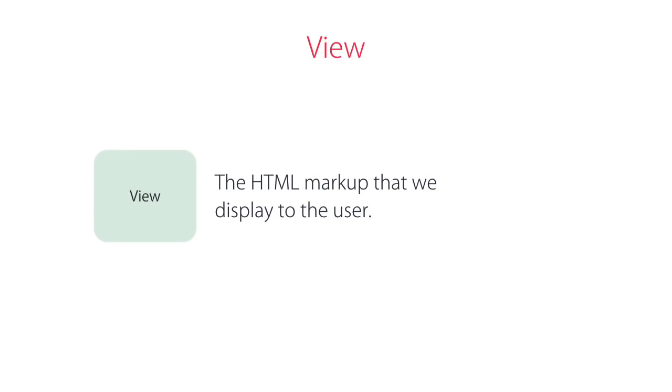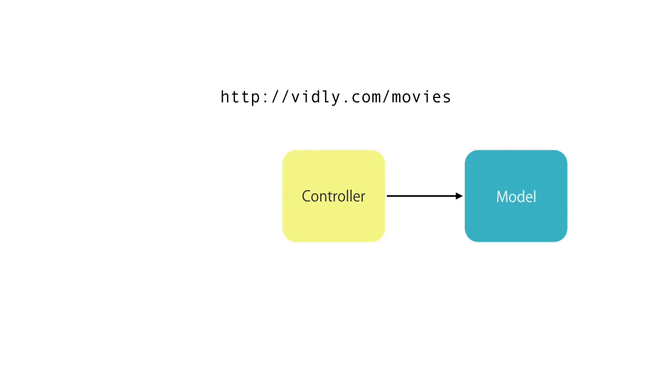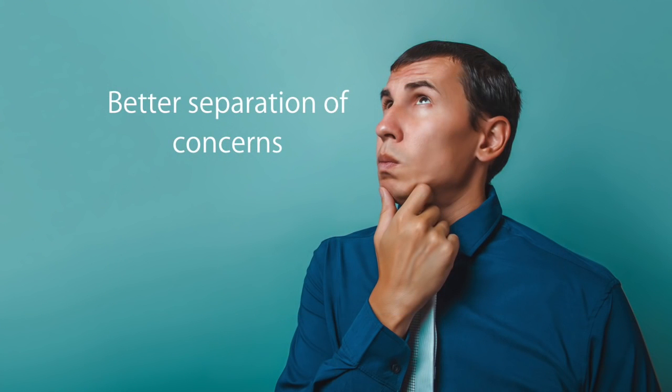V in MVC represents the view and is the HTML markup that we display to the user. And C is a controller, which is responsible for handling an HTTP request. For example, imagine our application is hosted at vidly.com. When we send a request to vidly.com/movies, a controller will be selected to handle this request. This controller will get all the movies from the database, put them in a view, and return the view to the client or the browser. So with this architecture, you see each component has a distinct responsibility, and this results in better separation of concerns and a more maintainable application.